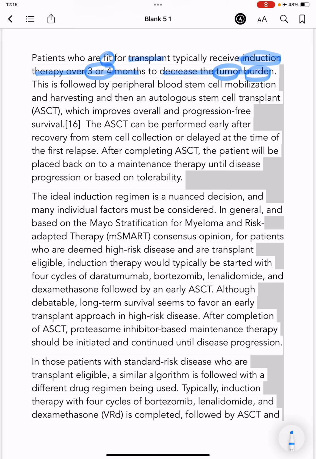After the tumor burden is decreased, this will be followed by peripheral blood stem cell mobilization. From the periphery, blood stem cells are collected and harvested, and then an autologous stem cell transplant will be done. So this improves the overall and progression free survival. First we give chemotherapy, tumor burden is decreased, then stem cells are harvested, and then autologous stem cell transplant is done.